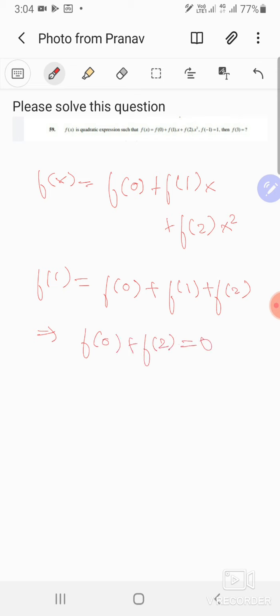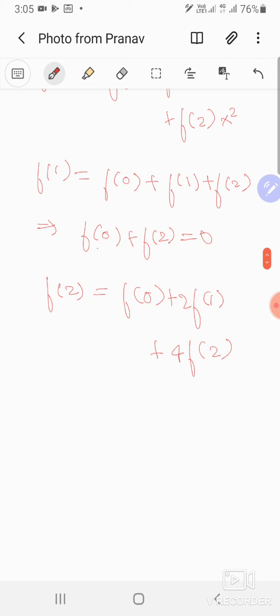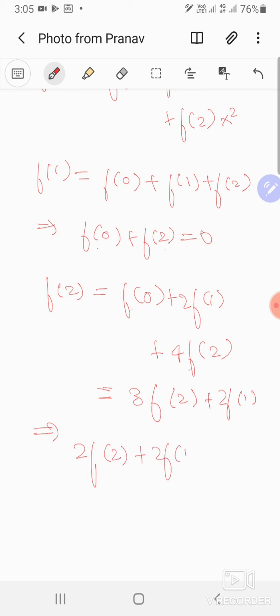We can also put x equals 2. That gives me f of 2 is equal to f of 0 plus 2 times f of 1 plus 4 times f of 2. But f of 0 plus f of 2 is supposed to be equal to 0. So this can be written as f of 0 plus f of 2 is 0, so 3f of 2 plus 2f of 1. That gives me 2f of 2 plus 2f of 1 is 0. So f of 2 plus f of 1 is also 0.